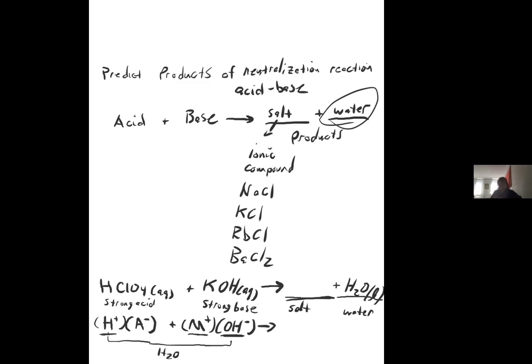M plus A minus. But in this case, the A minus is ClO4 minus. So it's K plus and ClO4 minus, that's just KClO4. Remember, potassium is soluble in water. If something's soluble in water, we write it as aqueous. So that's KClO4, there's your salt.